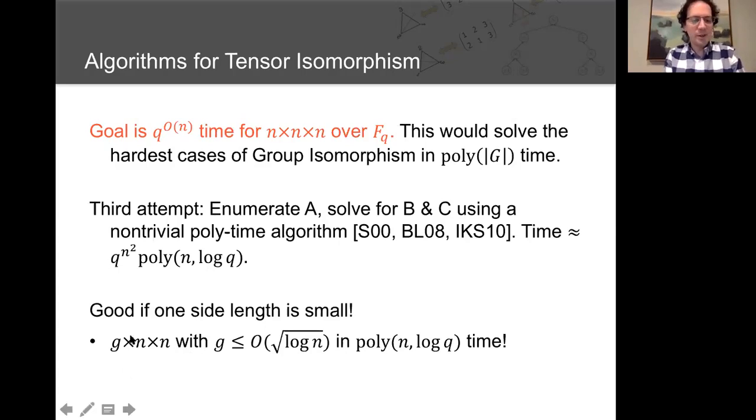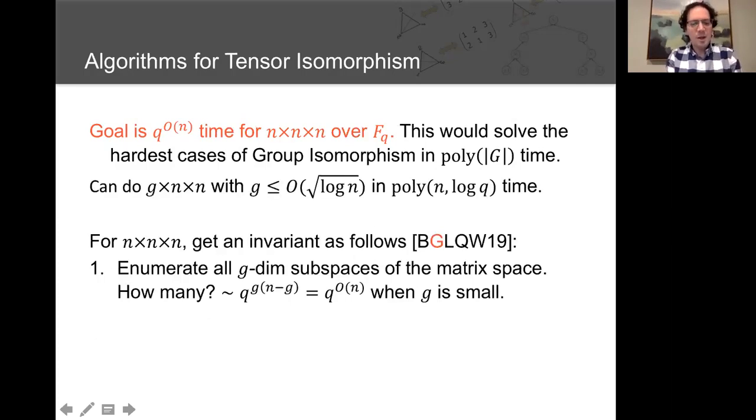But here it's linear algebra. And so there's a question of, well, how many of these things are there even when g is small? And it turns out that the answer is essentially q to the g times n minus g. So if g is small, say g is a constant, 5, 7, 10, this is q to the order n. And remember, that was our goal. So this is telling us that we now have the algorithmic toolkit to look at these small subtensors.